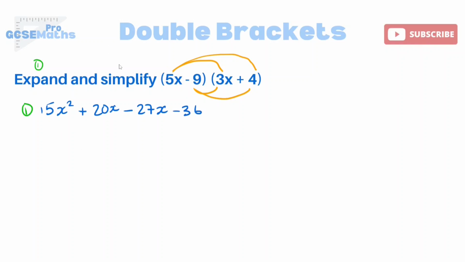Okay, so we've expanded. Now we're going to simplify. Just those 2 terms in the middle, both x terms can simplify. So 15x squared. And 20x minus 27x will give me minus 7x overall, minus 36 at the end.